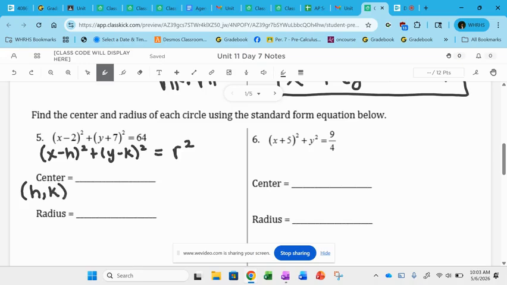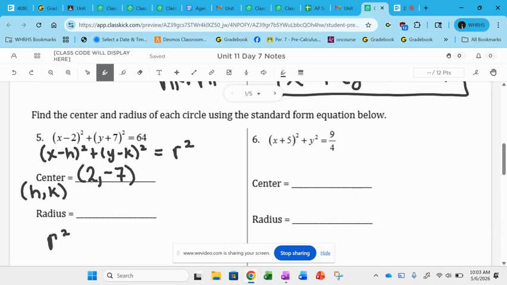So what number matches with the h in the problem they gave me? 2. Is it going to be positive 2 or negative 2? Positive. Remember I said it's the opposite. So when it's a minus, it's positive, but when it's a plus, it's negative. So my center point is going to be 2 comma. Now the k matches with 7. Is that a positive 7 or a negative 7? Negative 7.